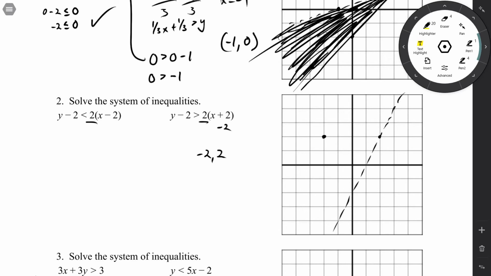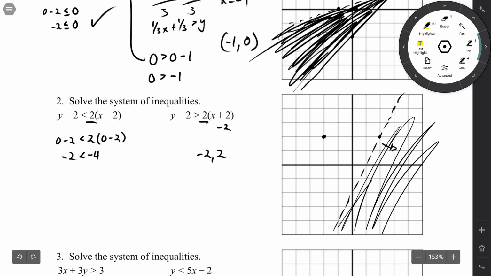You know what, let me try a test point on this one first. So if we plug in 0, we would have 0 minus 2 is greater than 2 times 0 minus 2. That would give us negative 2 is less than negative 4. That does not check out. So we would shade in the opposite direction. We'd have to shade this way.